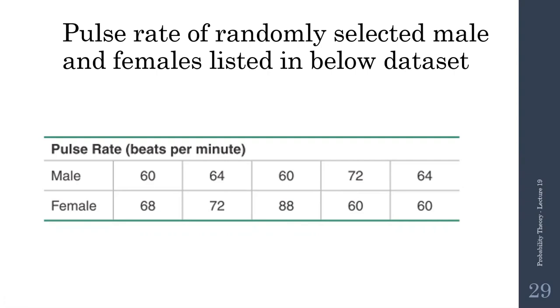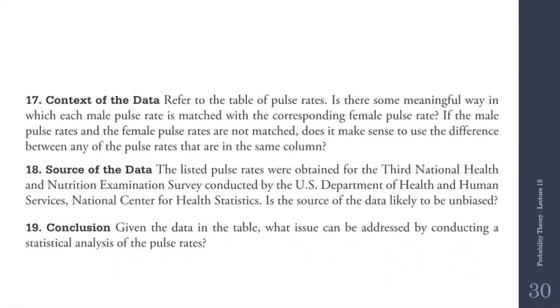72, 88, 60 and 60. So overall we have 10 respondents, 5 of them male, 5 of them female. And here are the questions. Refer to the table of pulse rates. Is there some meaningful way in which each male pulse rate is matched with the corresponding female pulse rate?